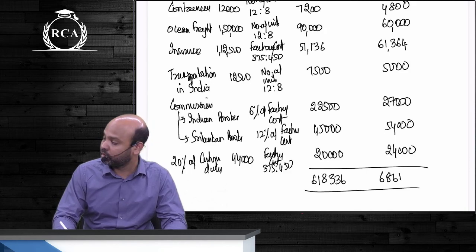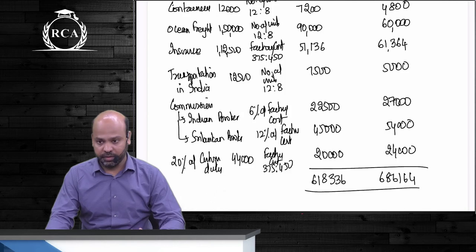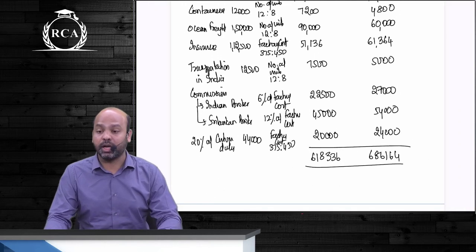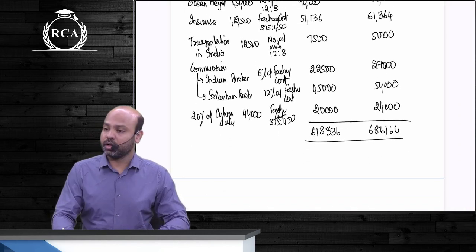6,86,000. You can just check बेटा, क्रॉस वेरिफिकेशन. दोनों का टोटल should be equal to 13,04,500.